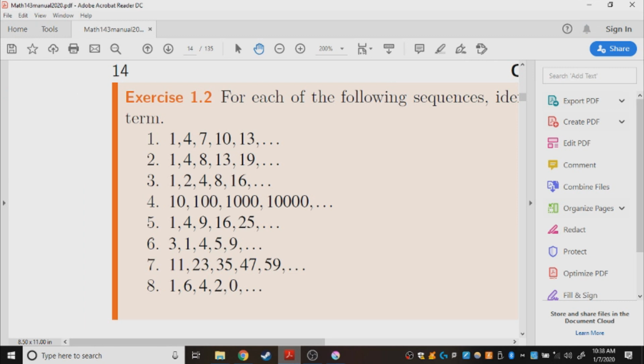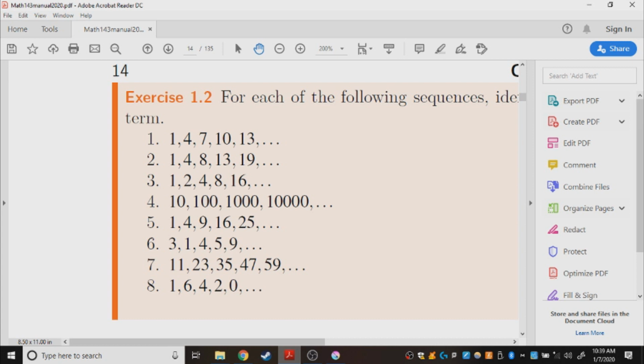So I don't want to go too fast, but that first one is something that I would hope everyone can see. Then in the next one, 1, 4, 8, 13, 19. Continuing from the previous, adding something from one to the next, is not the same thing. 1 to 4, I'm adding 3. 4 to 8, I'm adding 4. Then I'm adding 5. Then I'm adding 6.